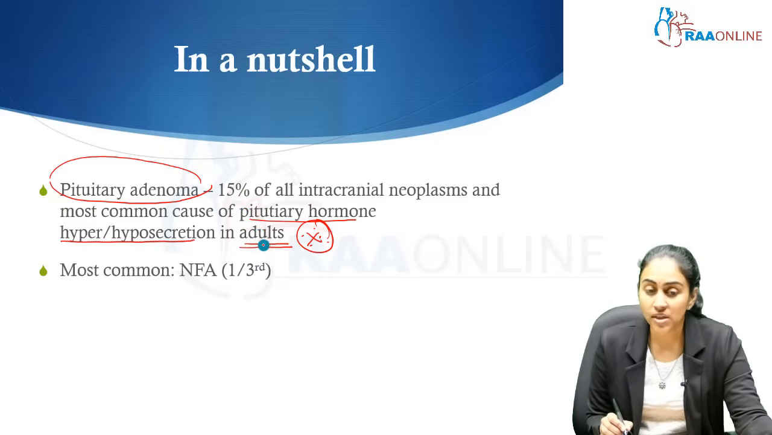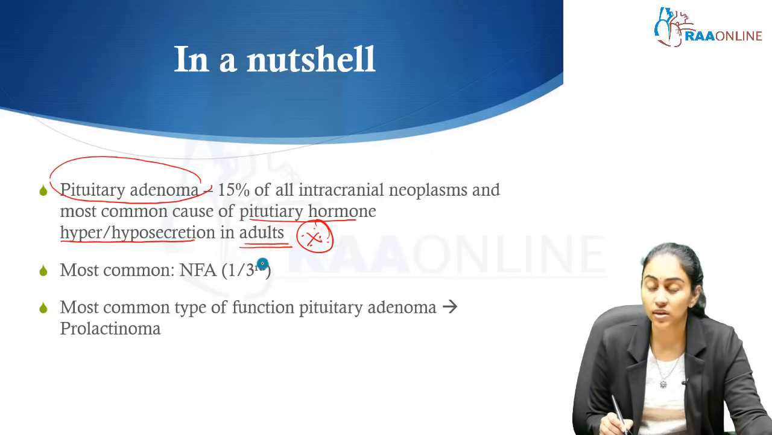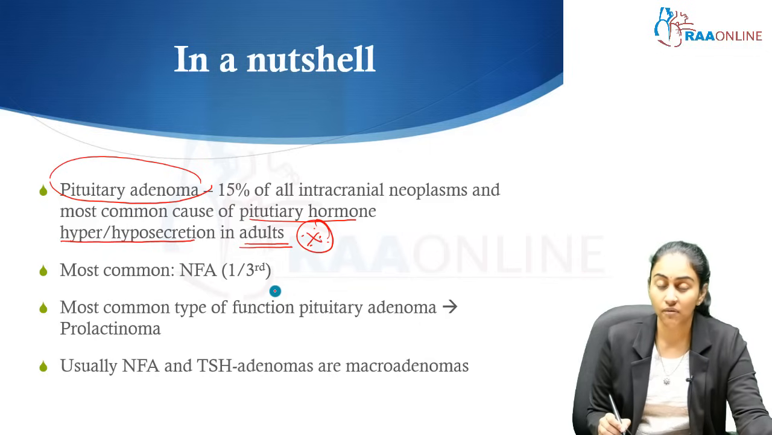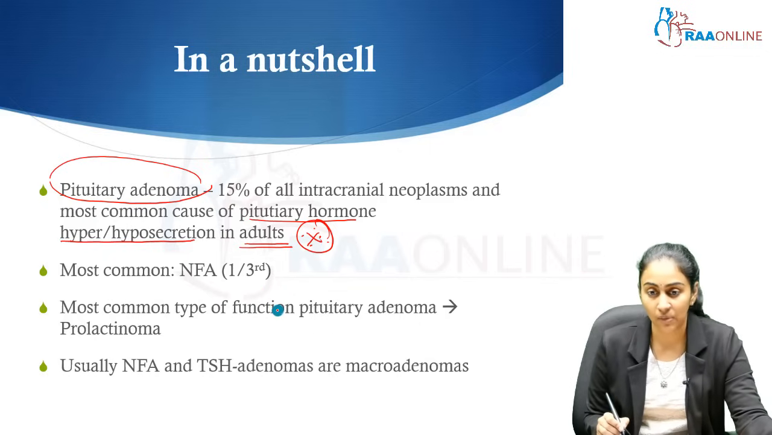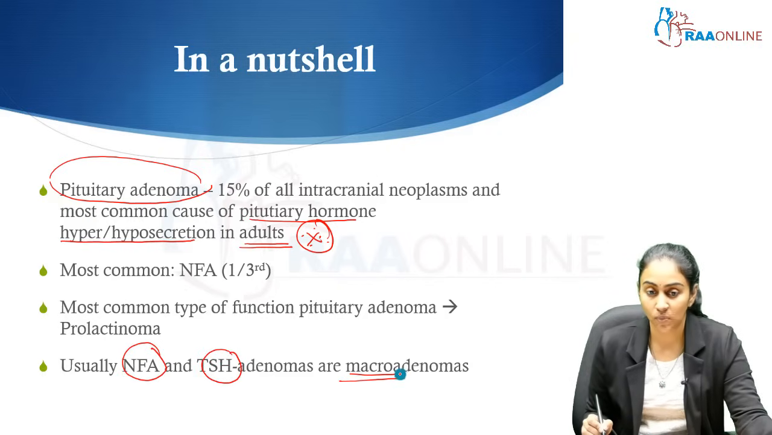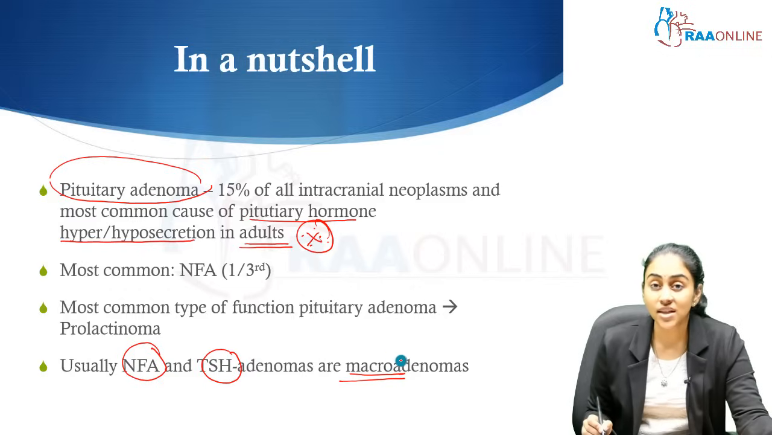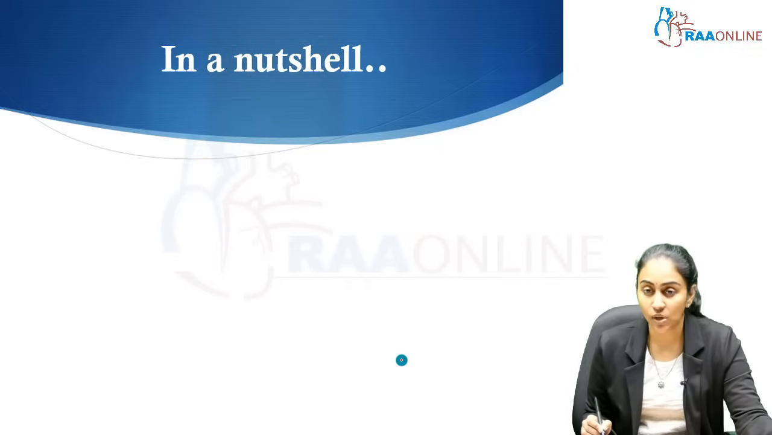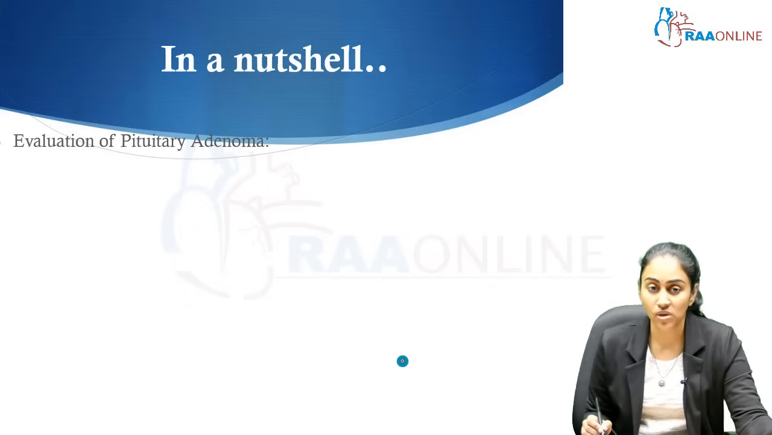The most common type of pituitary adenoma is going to be non-functioning adenoma. They make up 1/3 of pituitary adenomas, but the most common type of functional pituitary adenoma is going to be the prolactinoma, and the most common hormone hypersecretion syndrome in adult males and females is also going to be hyperprolactinemia. Now remember, usually the non-functioning adenomas and TSH adenomas are going to be macroadenomas, whereas on the other hand the ACTH secreting adenomas are going to be very tiny. Usually they are microadenomas, other end of the spectrum.